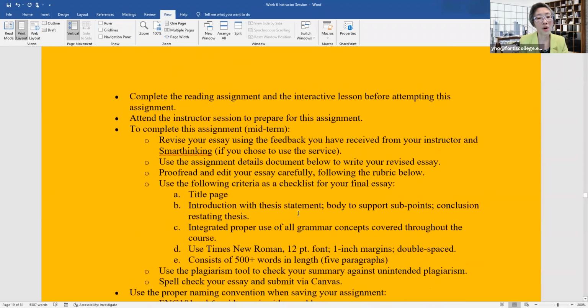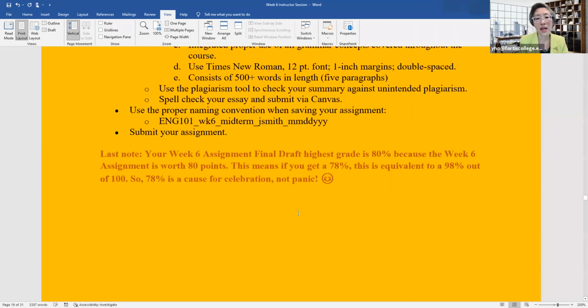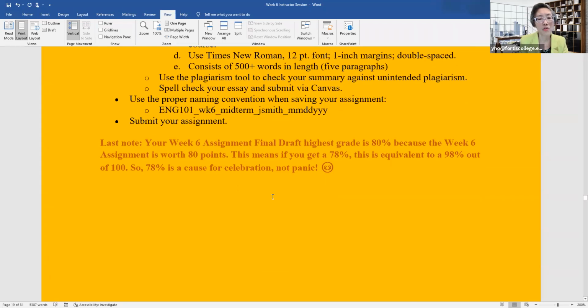So here are the requirements for your week 6 rough draft. Have you handed in? And it's now worth 100%.